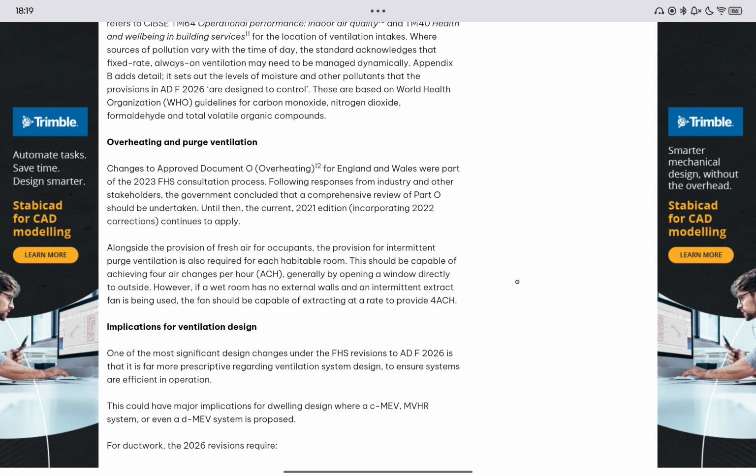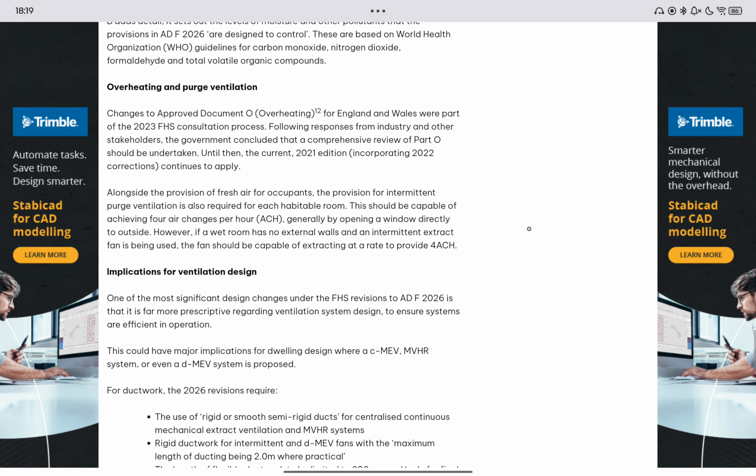Changes to Approved Document O overheating for England and Wales were part of the 2023 FHS consultation process. Following responses from industry and other stakeholders, the government concluded that a comprehensive review of Part O should be undertaken. Until then, the current 2021 edition incorporating 2022 corrections continues to apply.